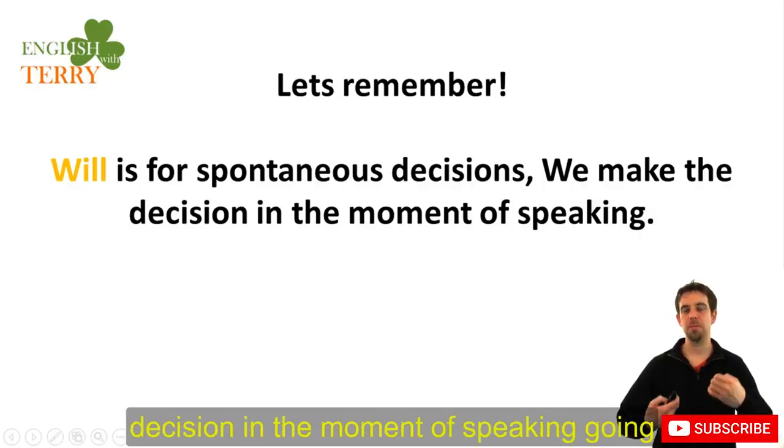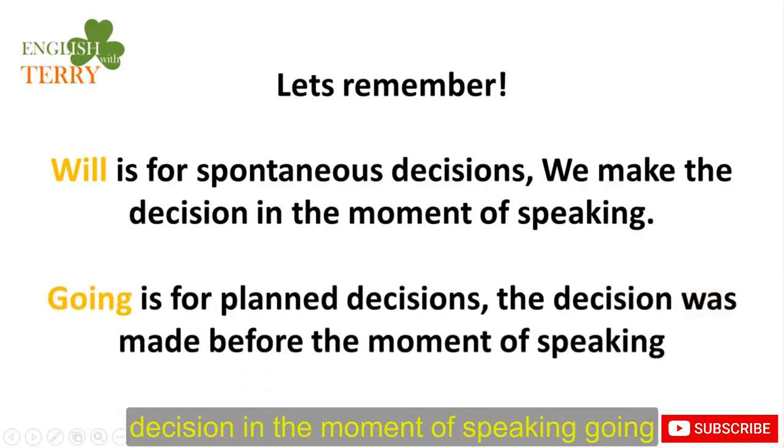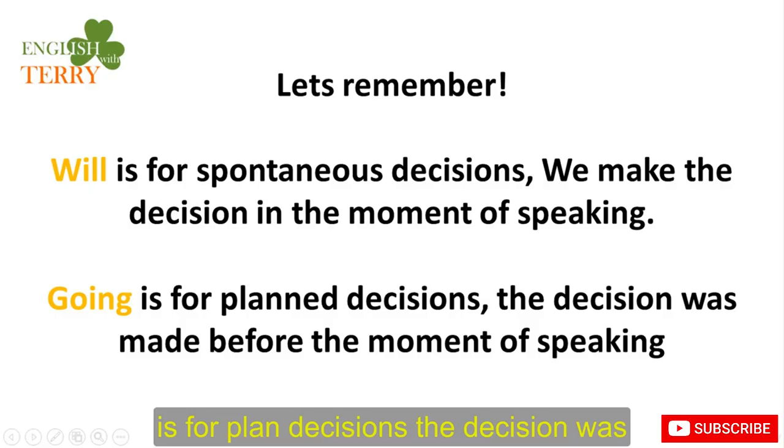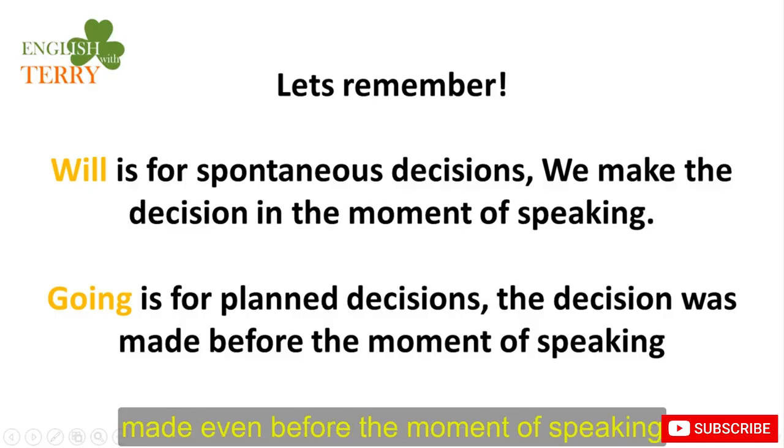So let's remember, will is for spontaneous decisions. We make the decision in the moment of speaking. Going to is for planned decisions. The decision was made even before the moment of speaking.